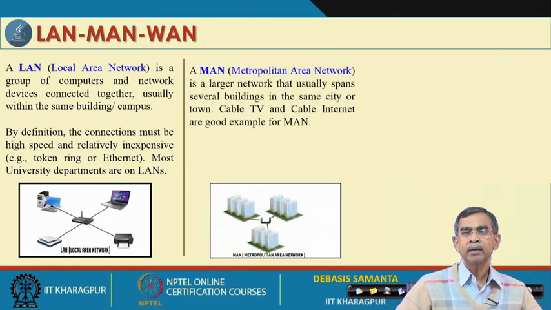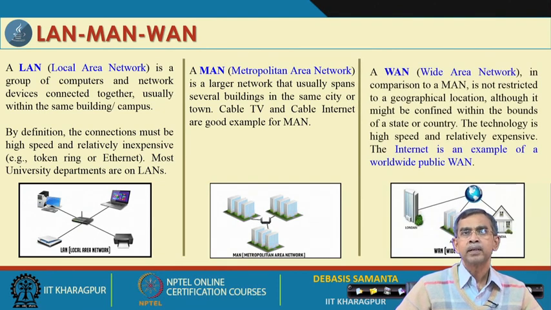On the other hand, the medium area network is a little bit larger than this one, and its span is usually 10 to 40 kilometers. If you have to carry out certain communication within a city, or in a metropolitan area, then it is called the metropolitan area network, or sometimes the medium area network also. Examples are cable TV connection or cable internet connection.